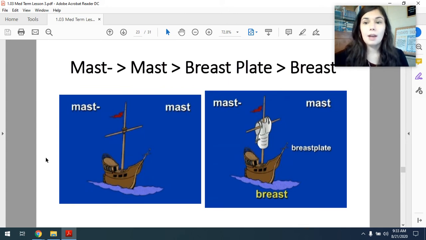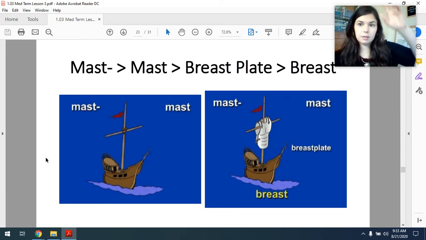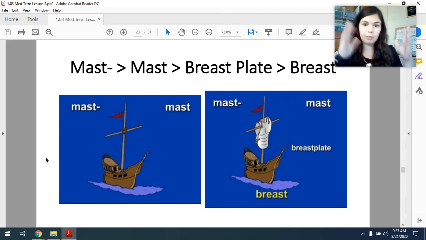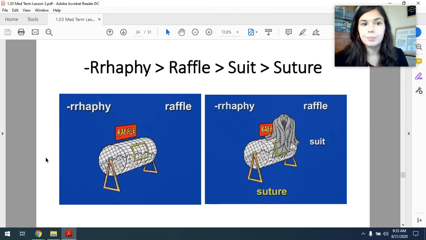Okay, next we have mast. Mast, we see a boat here with the mast, the big tall thing pointing off the top. That is the mast of the boat. And in the next image, it is holding a breastplate, and it means breast. Mast, the mast of a boat, turns into a breastplate, breast.